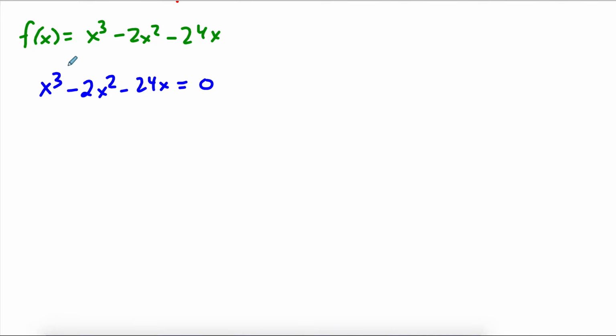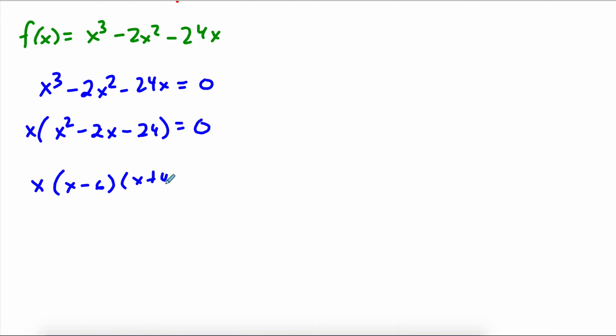So we notice that each of the terms in this polynomial have an x in them. So that means we can factor out an x. If I take out an x from each of these terms, I'm going to get x times x squared minus 2x minus 24. And I also noticed that this quadratic right here can be factored. When I'm factoring quadratics, I'm looking for two numbers that multiply up to this constant term, negative 24, and add up to the middle term, negative 2. So two numbers that multiply up to negative 24 but add up to negative 2 are negative 6 and positive 4. So I'm going to have x times x minus 6 times x plus 4. And here our function is fully factored.